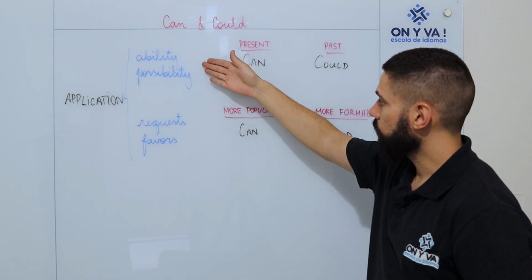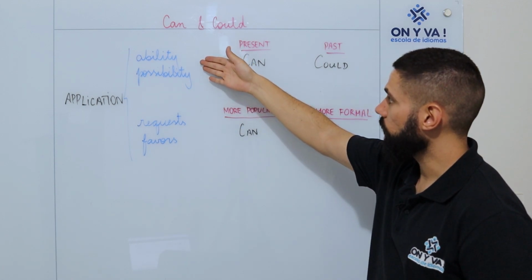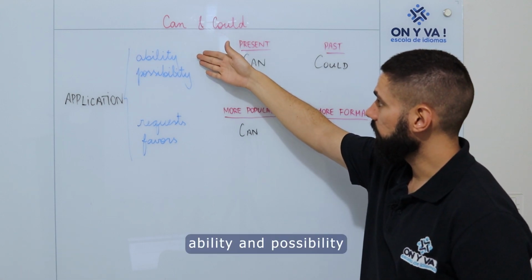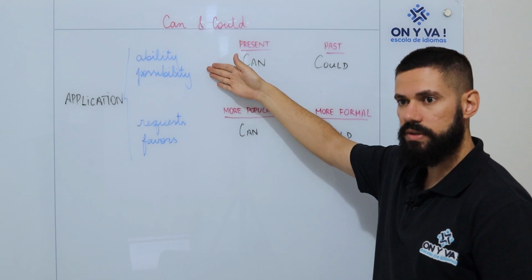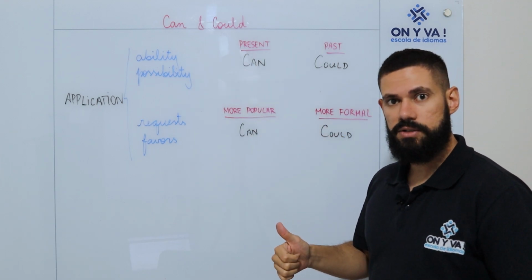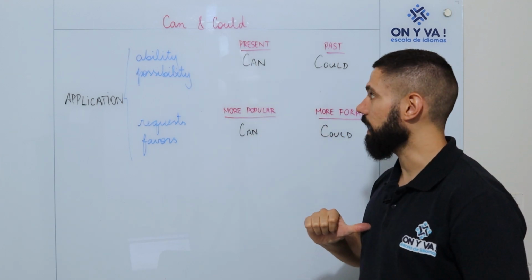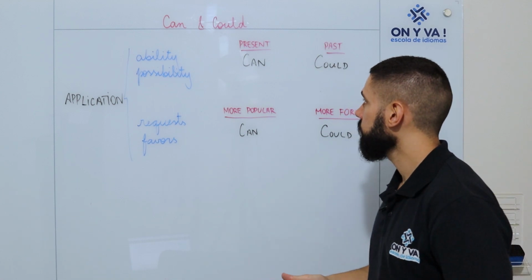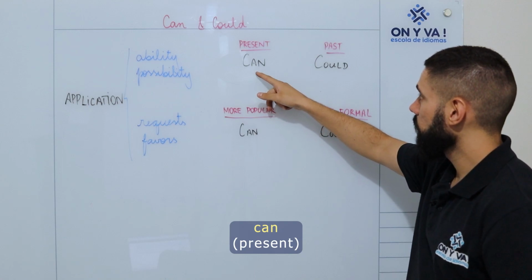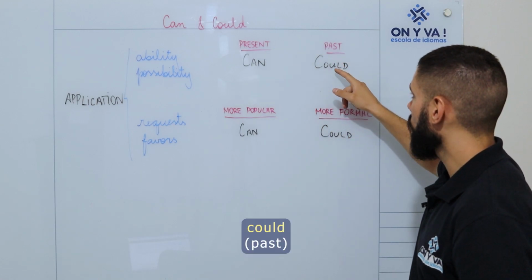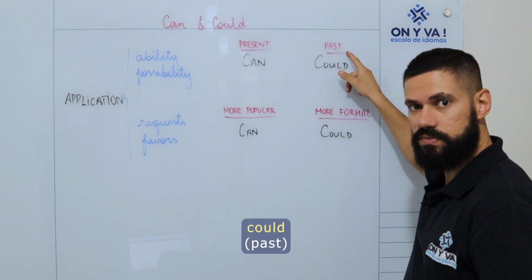So can and could can be used for talking about ability, possibility. Things that I can do, that it's possible for me to do. So it means that I have the capability. In this case, can will be in the present, could will be in the past.